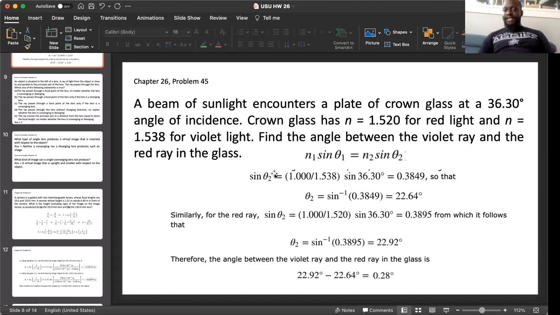So from here we can find sine theta 2, with n1 as air and n2 as the crown glass. So sine theta 2 is n1 over n2 times sine theta 1, where theta 1 is the angle of incidence in air, just at the crown glass. So we find the angle of refraction in crown glass to be 22.64 degrees. Okay, this is for the violet. For the red ray, we do the same thing. We get theta 2 to be 22.92 degrees, and then we just find the difference between the rays.